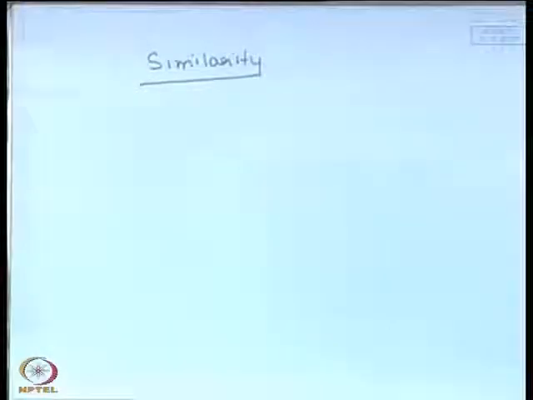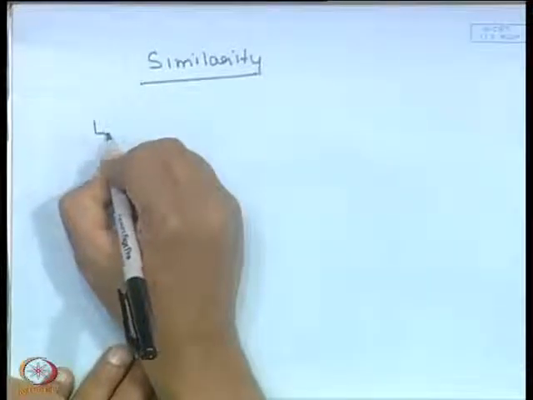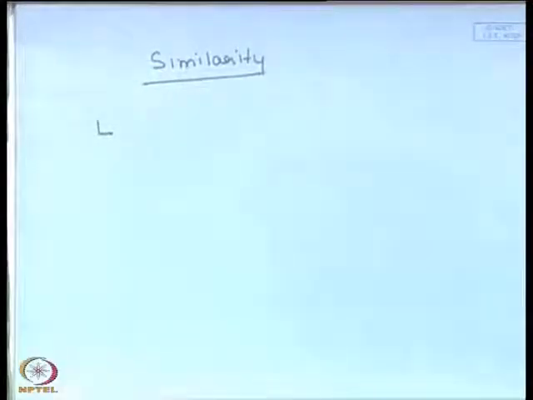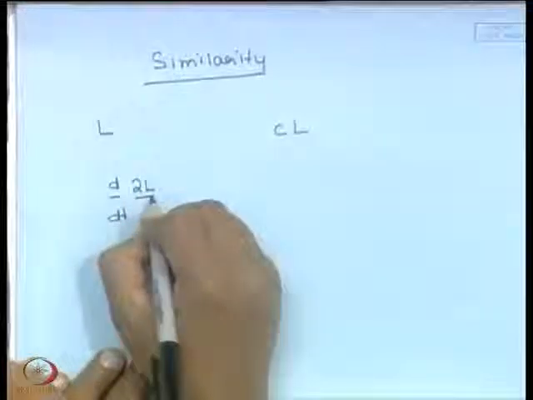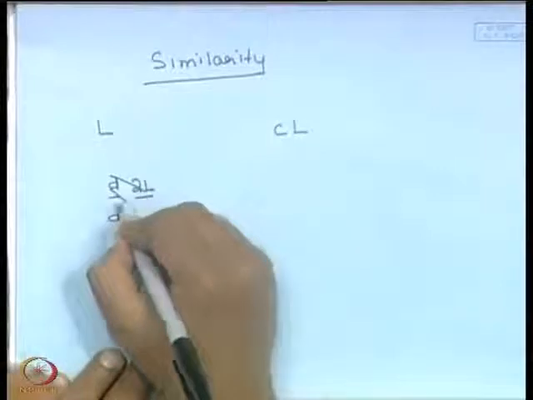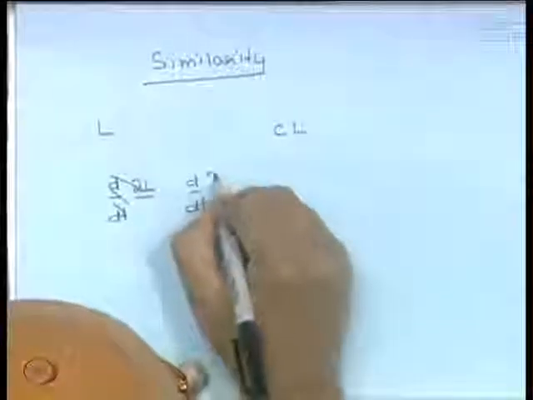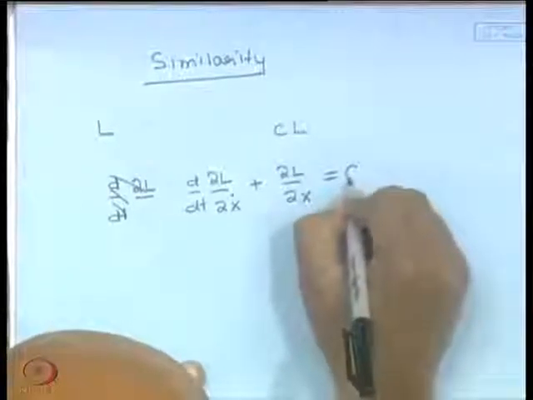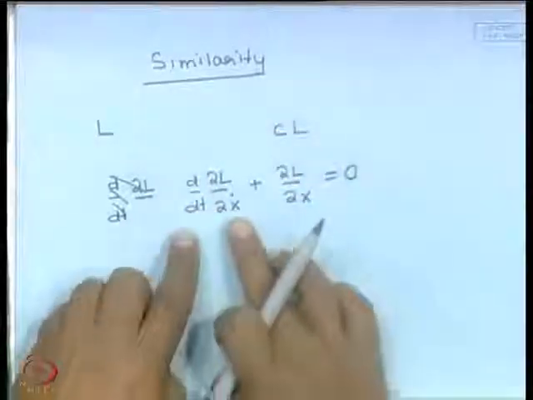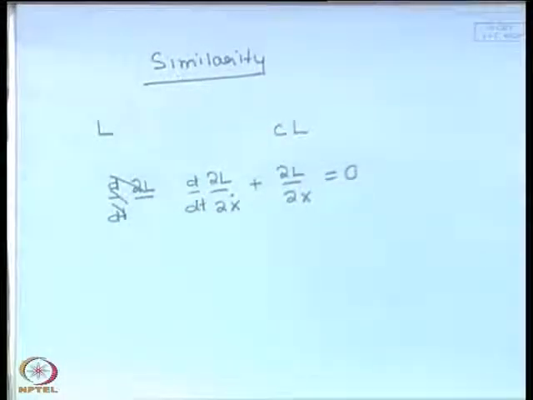Let us start by noting the fact that if I have a system which has a Lagrangian L, and if I multiply the Lagrangian with a constant c, then the equation of motion, let me remind you what the equation of motion is, is not changed. If I multiply the Lagrangian with a constant, the equation of motion is unchanged. The constant just goes out. It's a very trivial statement, but we shall start from this.